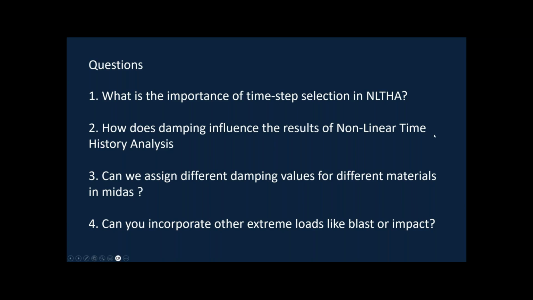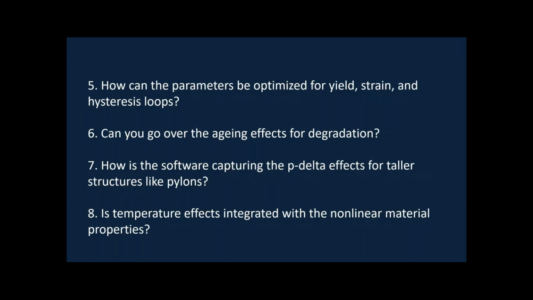Okay, next page. Coming to the fifth question, how can the parameters be optimized for yield, strain, and hysteresis loops? This is actually a very generalized question. As I discussed, the hysteretic loop parameters are generally found from the calibration data generated by different researchers. So this calibration data is to be used to consider the hysteretic loop parameters.